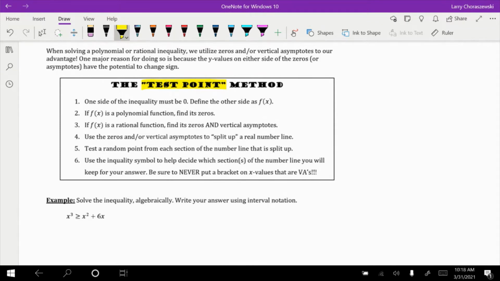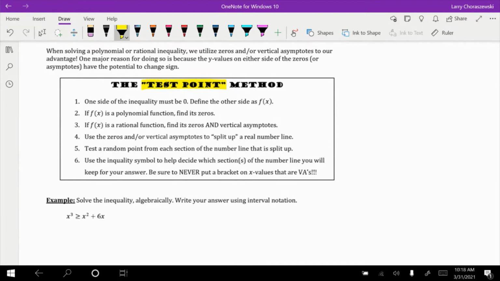The test point method is very similar to it, but in my opinion, it's just a little more transparent as to how we arrive at our answers. So I tend to opt for this method versus the other. If you've never seen it before, you'll have to let me know how you like it. It is a step-by-step process, and I wouldn't say it becomes second nature, but generally you pick up on it quite fast.